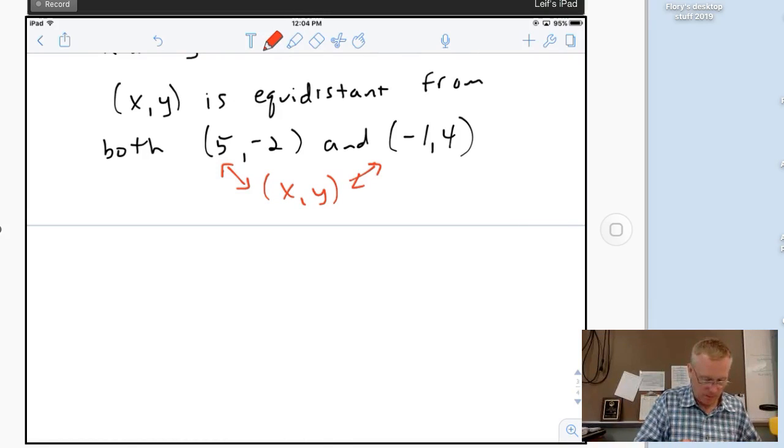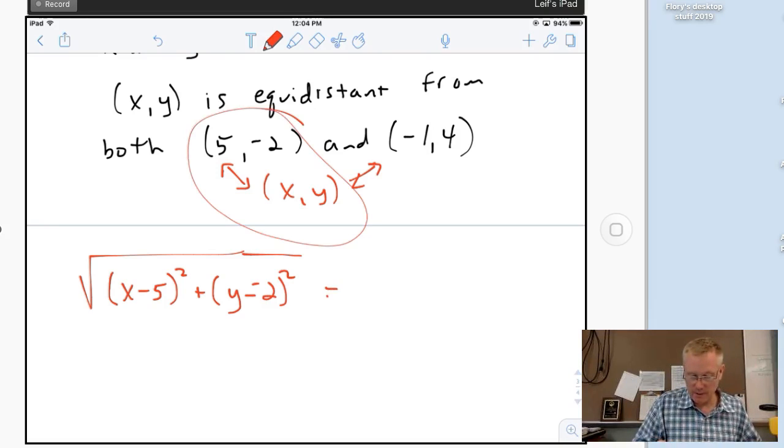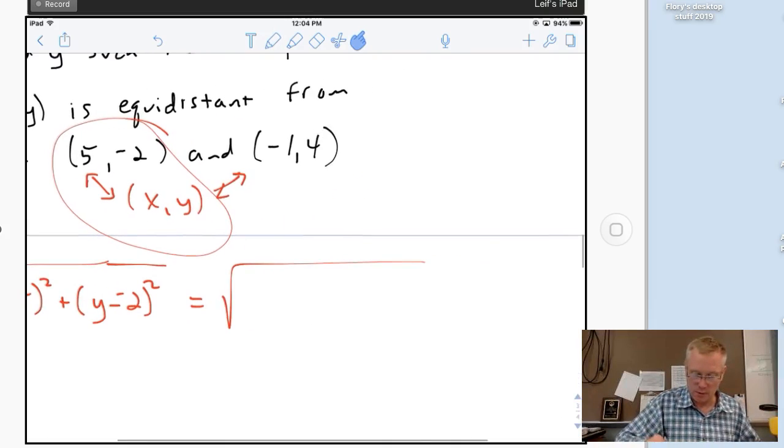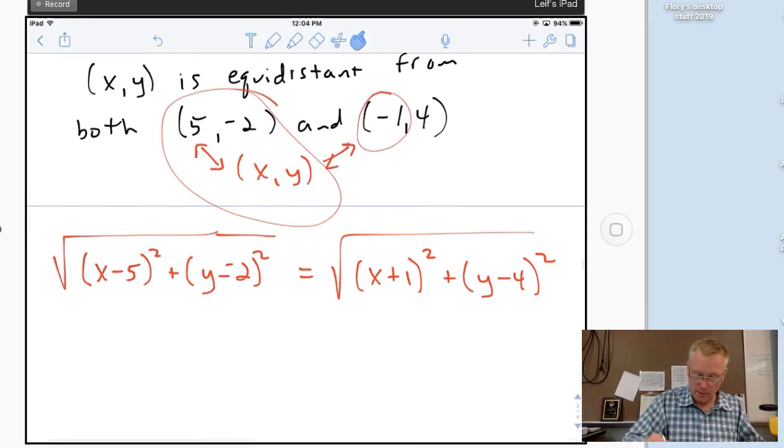So I'll go the square root of (x minus 5) squared plus (y minus negative 2) squared. That would be the distance between these two points. That's got to equal the distance between the other two points, which will be the square root of (x plus 1), or minus negative 1 from here, but it'll become plus 1 when I plug it in, plus (y minus 4) squared. Okay, so I'm going to clean up that double negative over here, make that a plus.